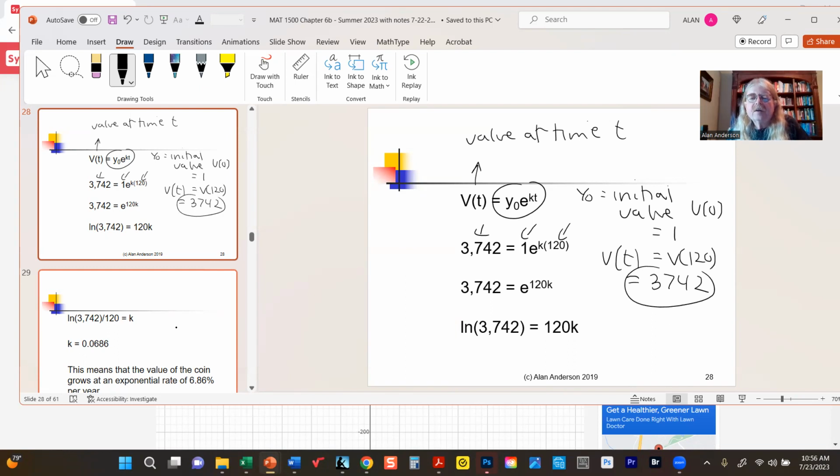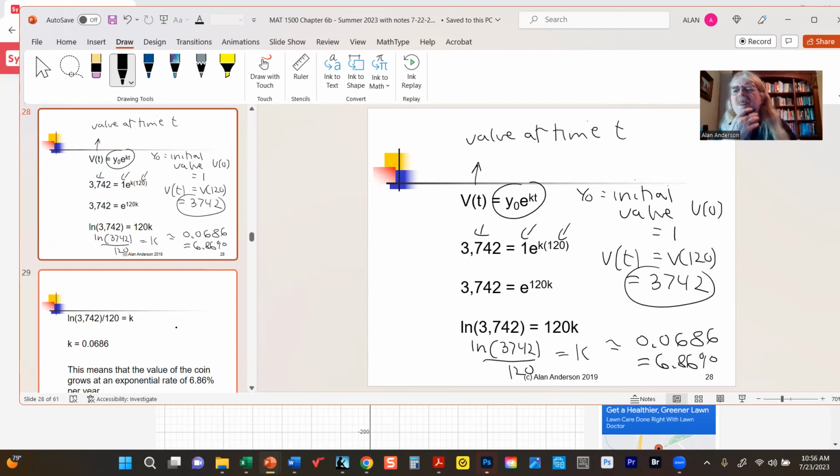And now algebraically, we rearrange this. We don't really have to bother dividing both sides by 1, but we take the natural log of both sides, divide out the 120, and then it turns out to be approximately 0.0686, about 6.86% per year, which doesn't sound like a lot, but actually it is, because that means you're roughly doubling your money every 10 years. So it's actually very good. Imagine if your great grandparents had bought one of these and they left it to you in their will, it's worth a lot of money now, isn't it?